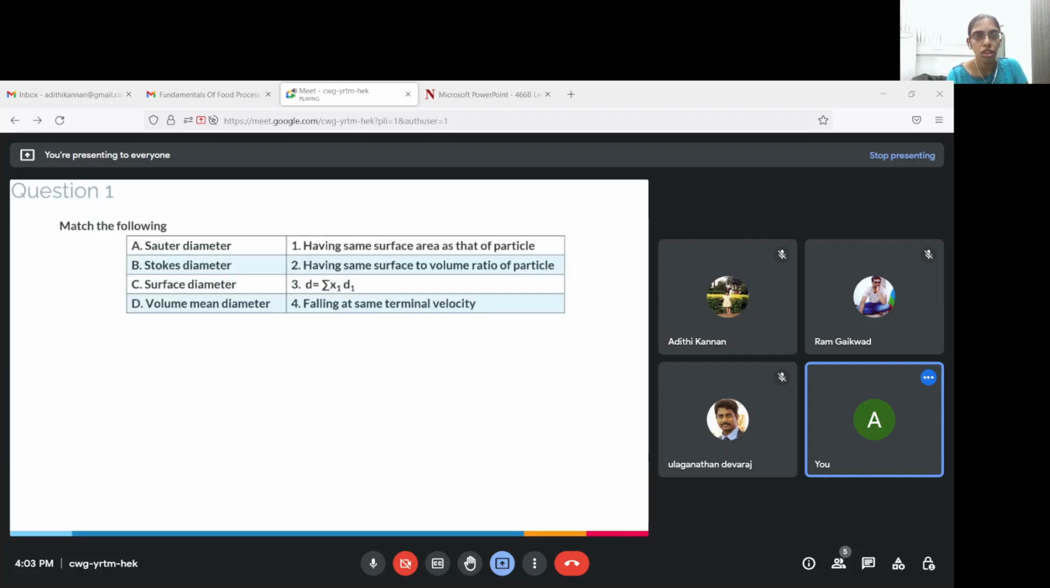First question, match the following: A, sorter diameter; B, Stokes diameter; C, surface diameter; and D, volume mean diameter. The other side has: having the same surface area as that of the particle; having the same surface to volume ratio as that of the particle; the mean diameter D equal to summation of x1 d1, where x is your weight fraction and D is the diameter of that particular weight fraction; and falling at the same terminal velocity. Do any of you know what these terms mean? Sorter diameter, Stokes diameter, surface, and volume mean diameter.